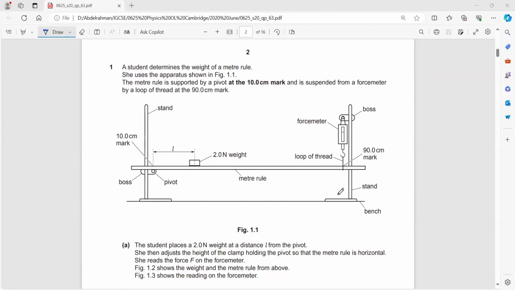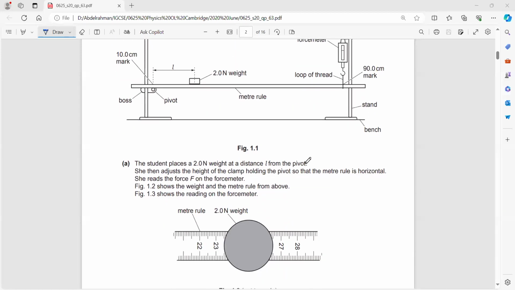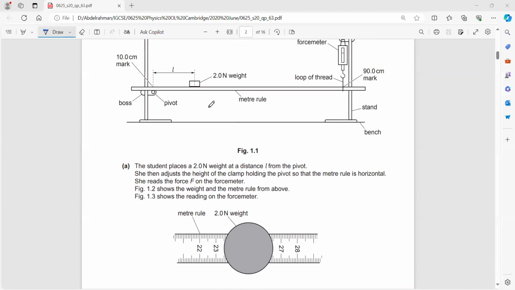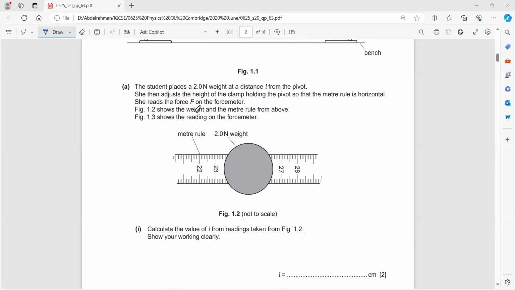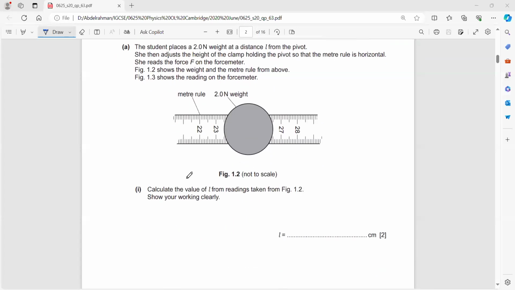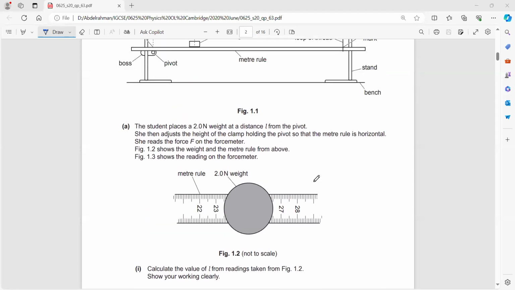A student determines the weight of the meter ruler. She uses the apparatus shown. The meter ruler is supported by a pivot at the 10 centimeter mark and is suspended from a force meter at the 90 centimeter mark. The student places a 2 Newton weight at a distance of L from the pivot. This is the distance L from the pivot. She reads the force F on the force meter. Calculate the value of L from the readings taken from figure 1.2.